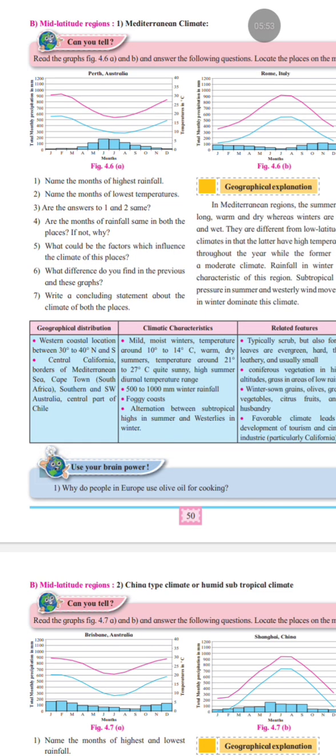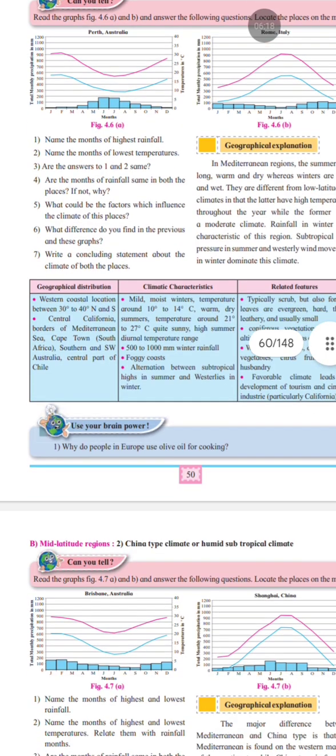Agriculture and other activities: important crops include wheat, olives, grapes, vegetables, citrus fruits. Animal husbandry is also practiced here. The favorable climate also supports tourism and cinema industries, particularly in California. So, students, just remember one point here: Mediterranean climate is dry summer plus wet winter means Mediterranean climate.